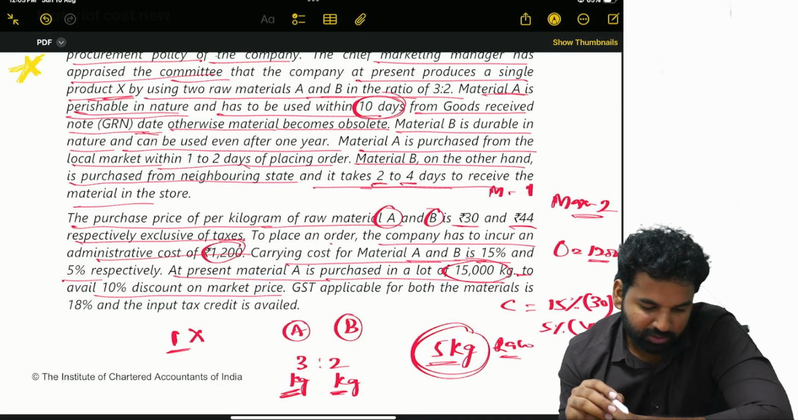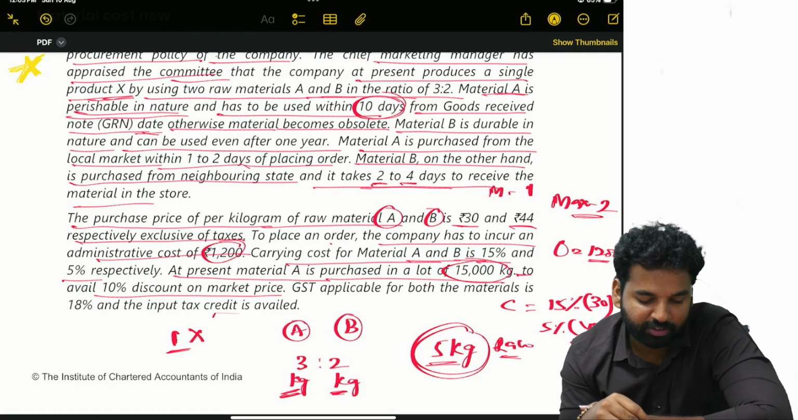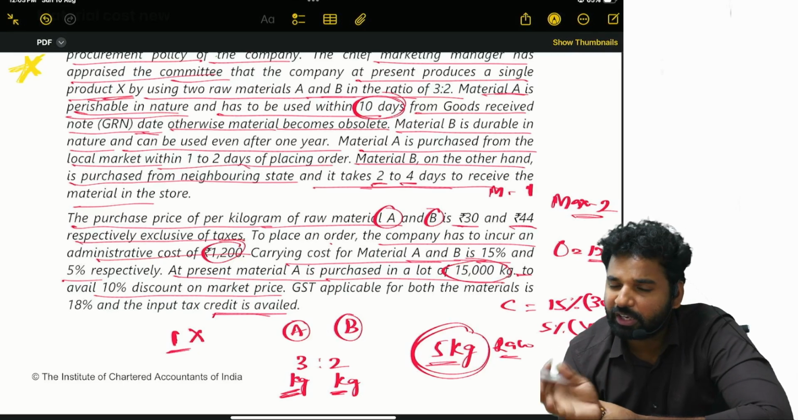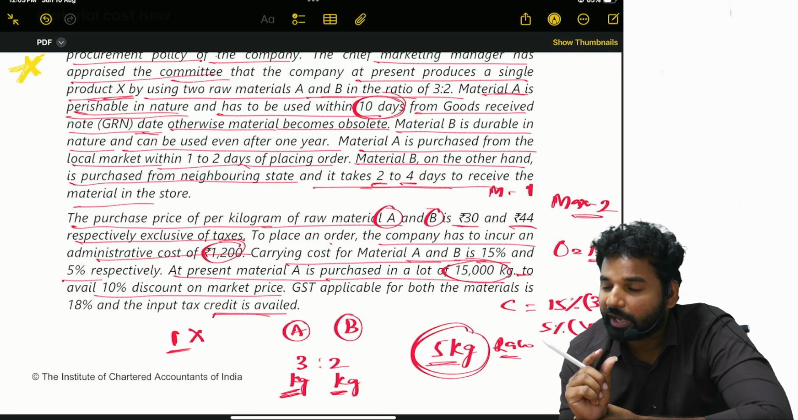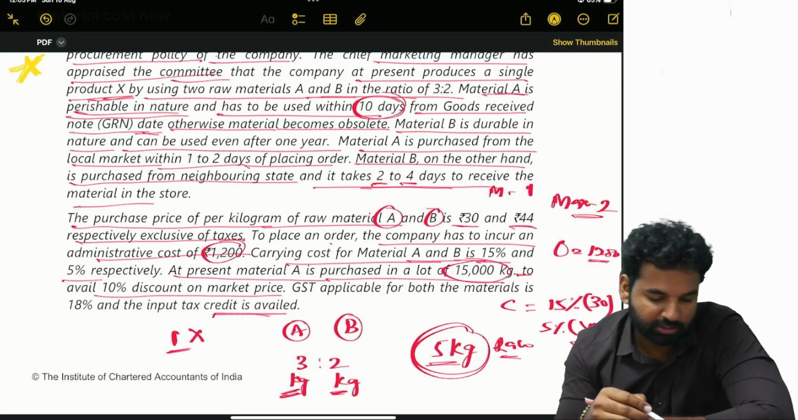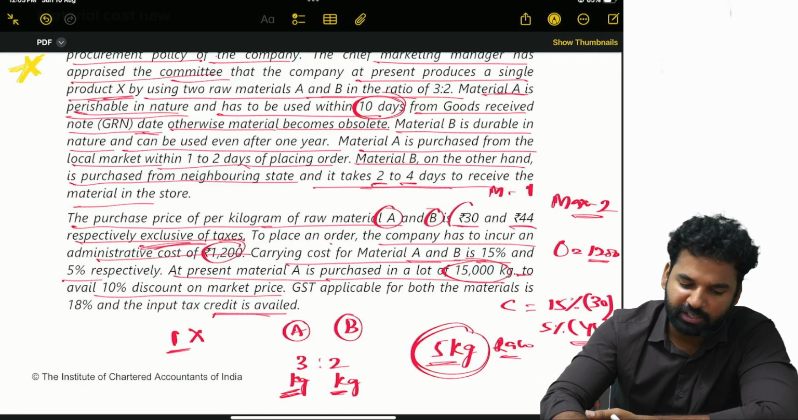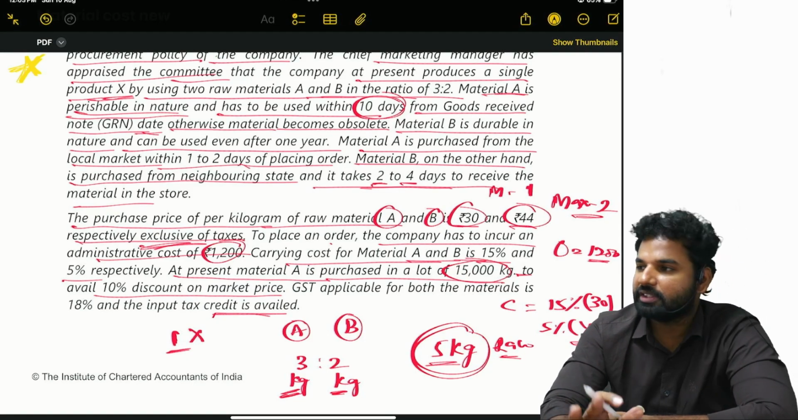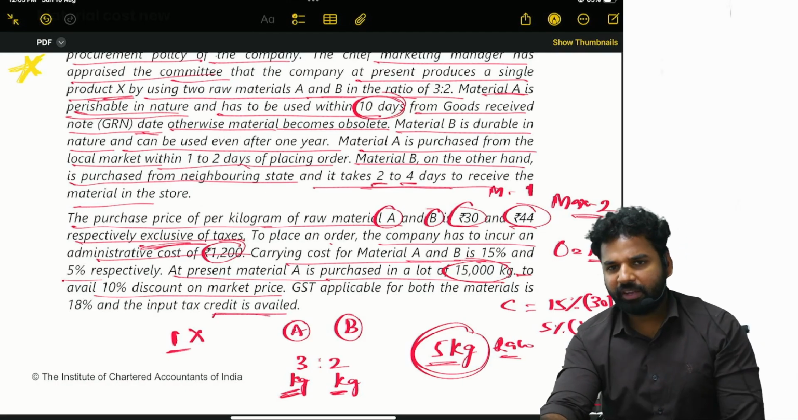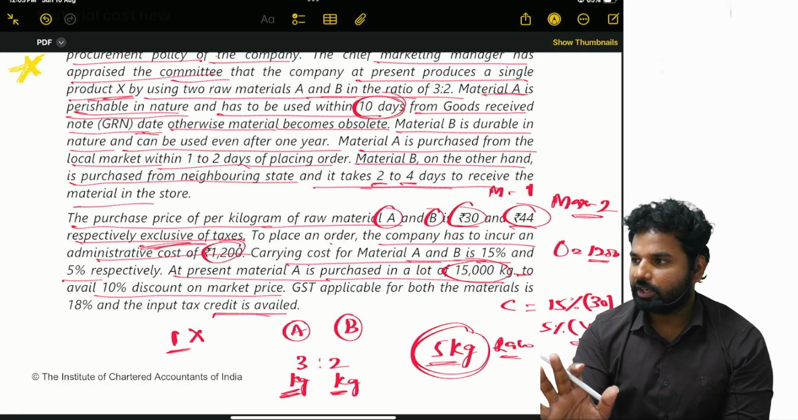Okay. So GST applicable for both the materials is 18% and input tax credit is available. That's why our price can be exclusive of GST. So that's why it is given exclusive of taxes. We don't need to consider the tax because it will be given as credit. Is this okay till now?